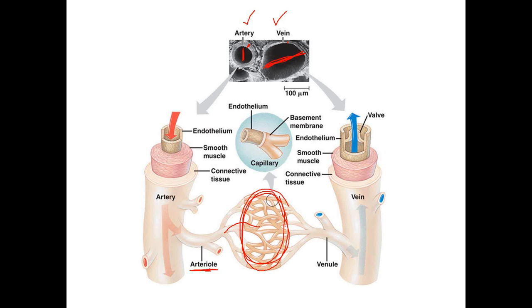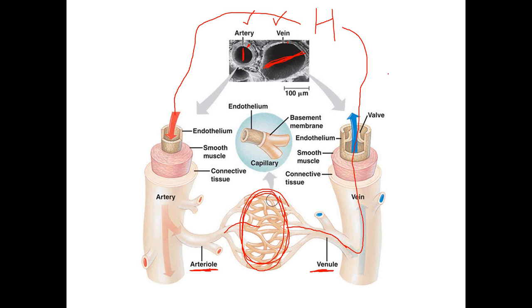And once that's happened, blood then drains back via microscopic veins called venules, and then back to the heart. Okay, so there we go. So from the heart, through arteries, arterioles and capillaries, back to venules and veins, and back to the heart again. So it is a circulation.